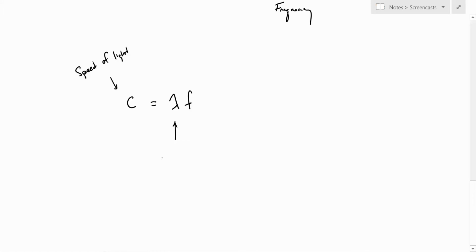For light, for example, we would say that this is true, where c is the speed of light, and that's fixed. What that means is that for a given wavelength, there's only 1 frequency. And vice versa. For any frequency, there's only 1 wavelength. So when we describe light, we talk about it in terms of its wavelength or of its frequency, assuming we're thinking about it in terms of a wave model.